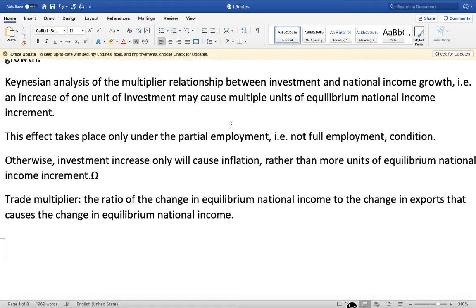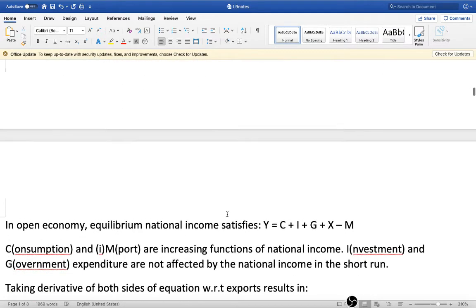That is the trade multiplier. Another way to denote this is the trade multiplier. That is the ratio of the change in the equilibrium national income to the change of imports that cause the change in the equilibrium national income.